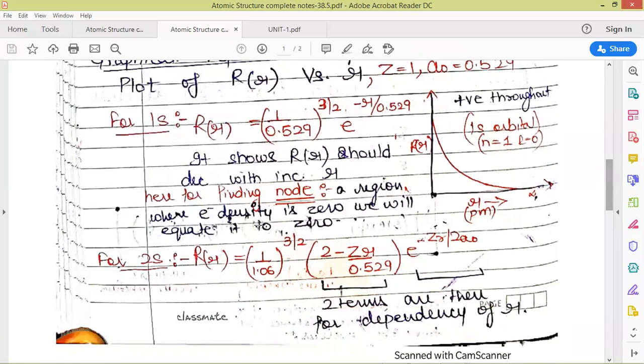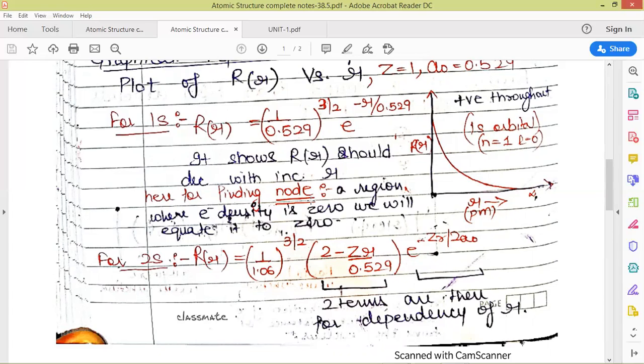Now I need to define this term here, that is node. There are some regions in the three-dimensional space around the nucleus where the probability of finding the electron is 0, where the electron density is 0. Those regions are called nodes. There are high probability regions and low probability regions present, and there are zero probability regions, and those zero probability regions are called nodes.